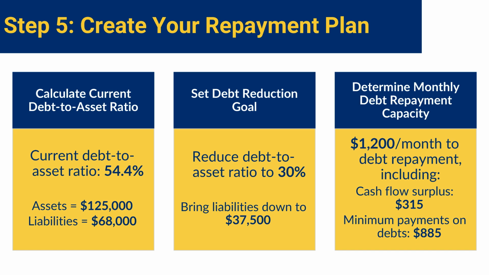1. Calculate current debt-to-asset ratio. Aisha calculates her current debt-to-asset ratio as 54.4%, with $125,000 in assets and $68,000 in liabilities. 2. Set debt reduction goal. Her goal is to reduce her debt-to-asset ratio to 30%, which requires bringing her liabilities down to $37,500. 3. Determine monthly debt repayment capacity. Aisha can dedicate $1,200 per month to debt repayment, which includes her cash flow surplus of $315, plus what she currently pays as minimum payments on her debts, $885.